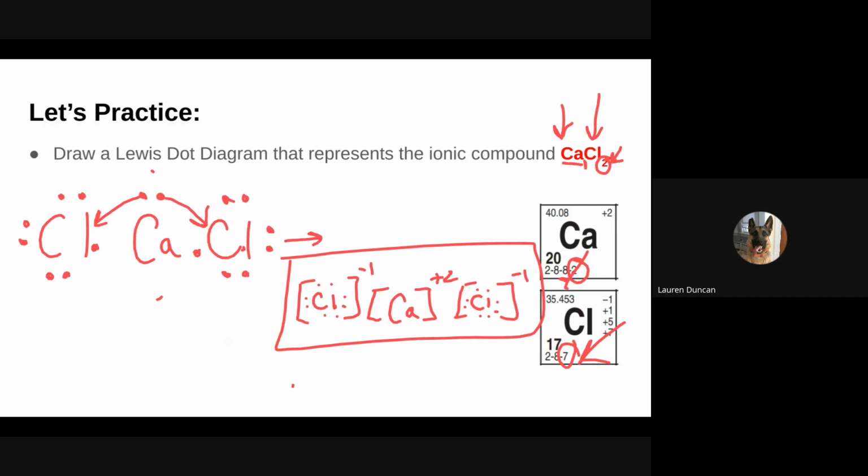Basically, what you want is all your ions attracting each other. This negative ion attracts to that positive ion. This negative ion attracts to that positive ion. So you just want your charges to alternate, have a negative next to a positive. All right, let's do the next one.